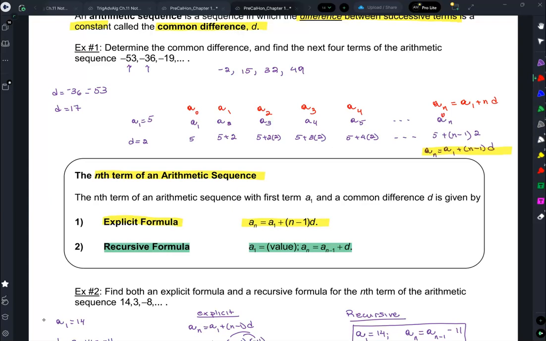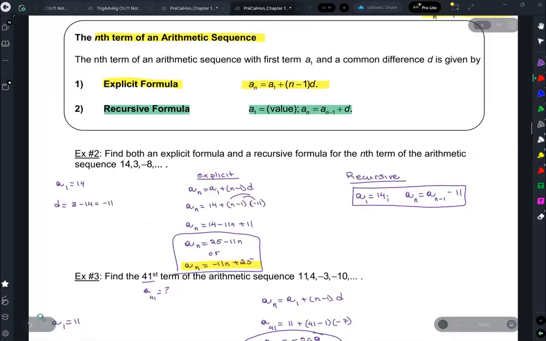What if I wrote that like this? nD plus A sub 1. Okay? Is A sub 1 a constant? Is D a constant? Is n a constant? No, that's the only thing that's changing. So would this be the same as y equals mx plus b? It would totally be the same as y equals mx plus b. So the explicit formula for an arithmetic sequence is a linear function.